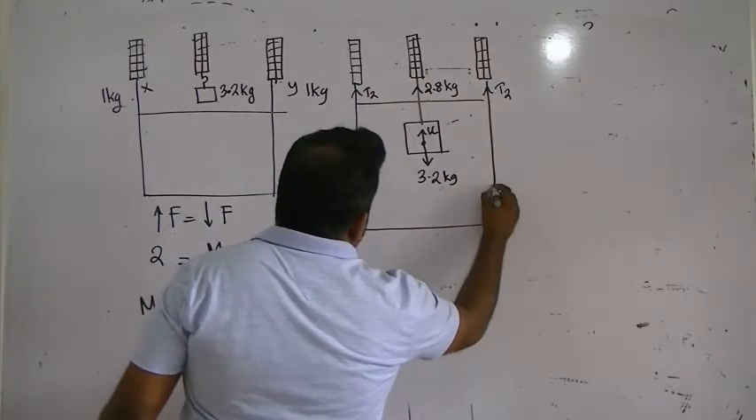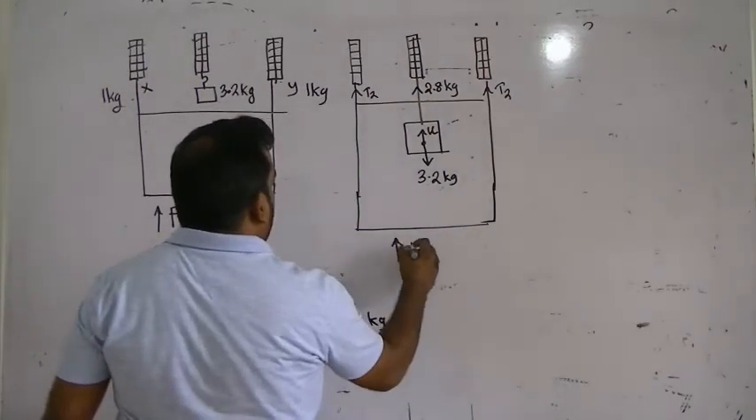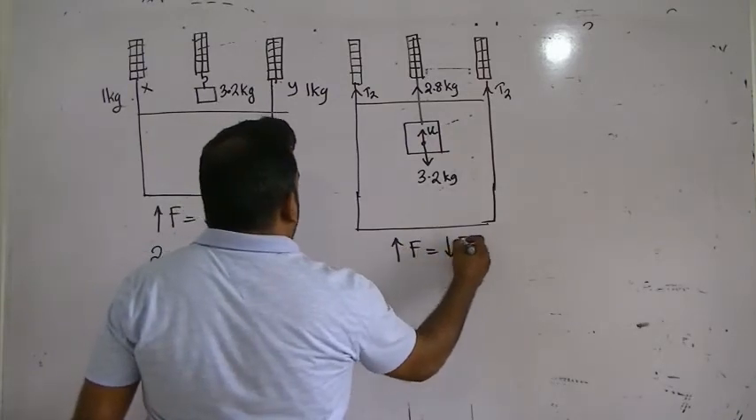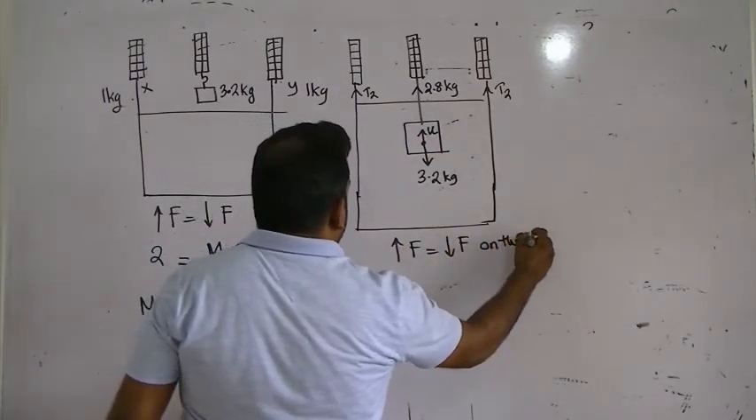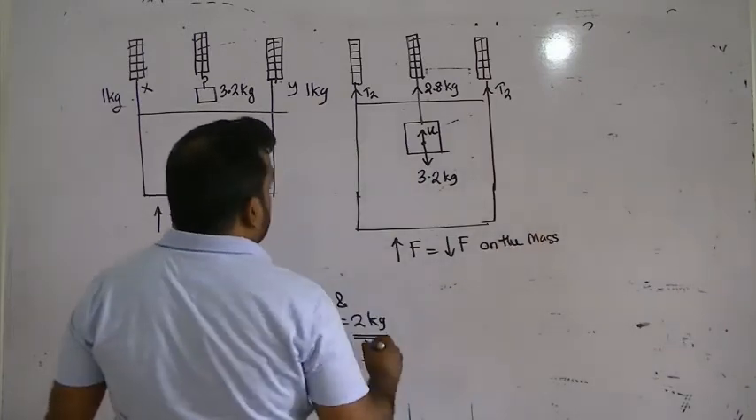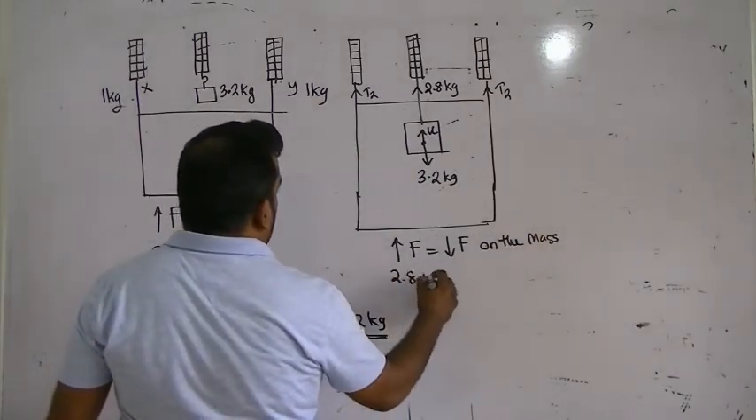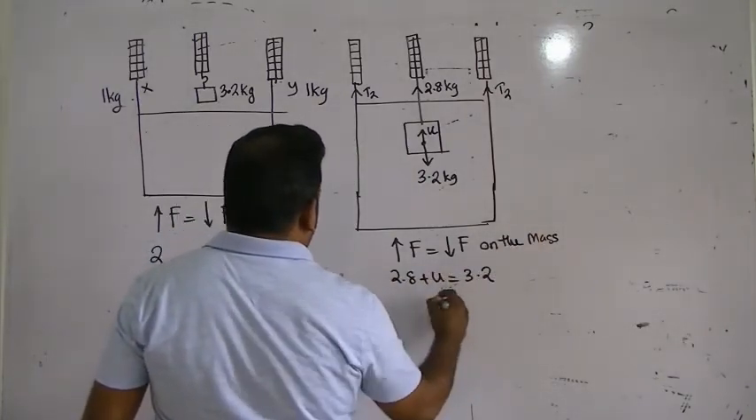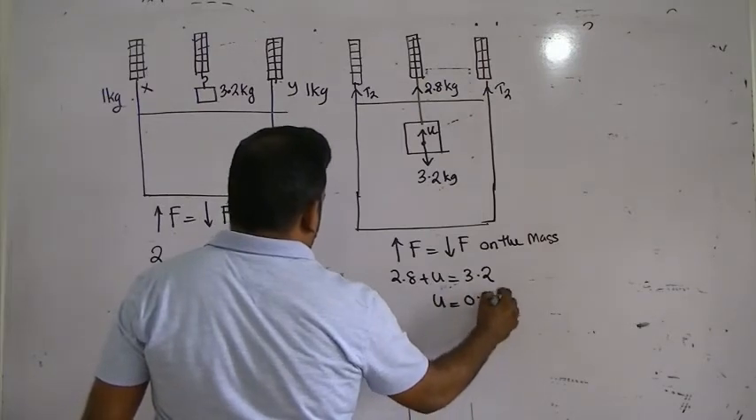Therefore, now we can use this to find the upthrust. Upward forces balance downward forces on the mass. On the mass, 2.8 plus upthrust is 3.2. U is equal to 0.4 kilograms.